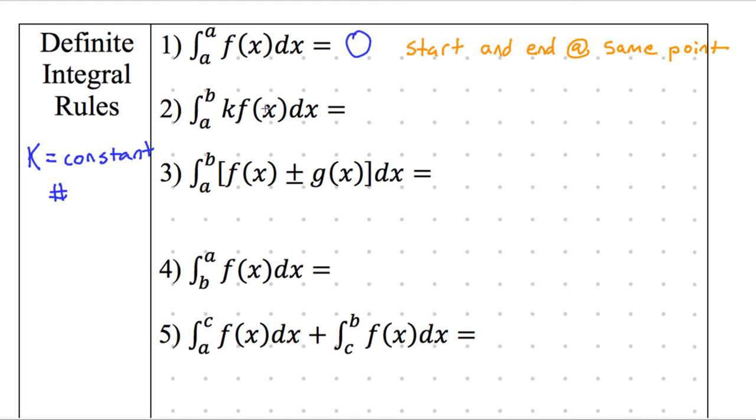What I can do if k is being multiplied by a function is I can pop it outside of the integral. So I can say that this is the same thing as k times the integral from a to b of that original function, f of x, and then we have to multiply it by that thickness, dx. So in words, if you multiply by a constant, you pull it out of the integral.